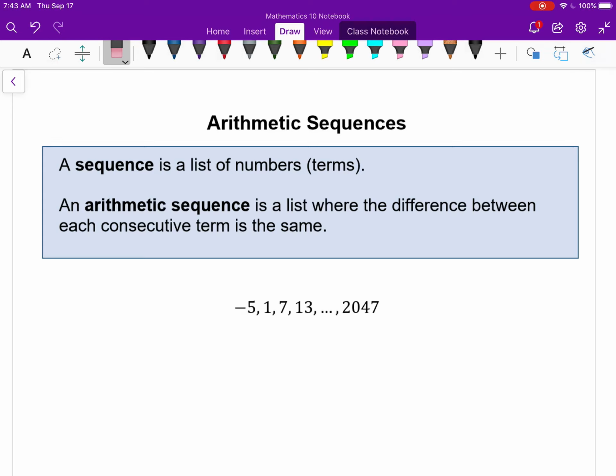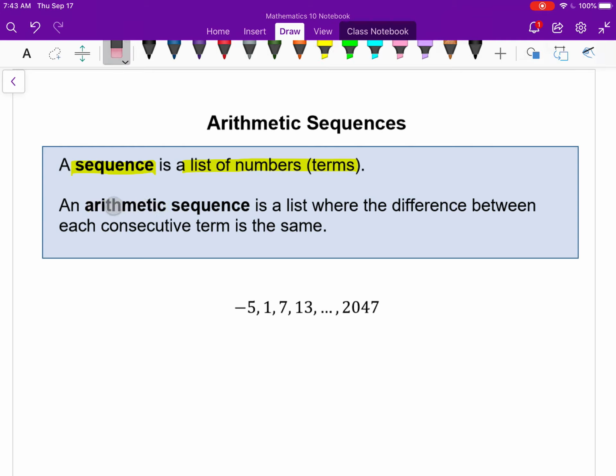So first, what's a sequence? A sequence is just a list of numbers. It's literally a list, so they're discrete items, they're not continuous, although they may go on forever. But it's a list that always has a starting point and then just continues, and it may stop, it may go on forever. An arithmetic sequence, that extra little term there, that's a list where each term has the same difference from one term to the next.